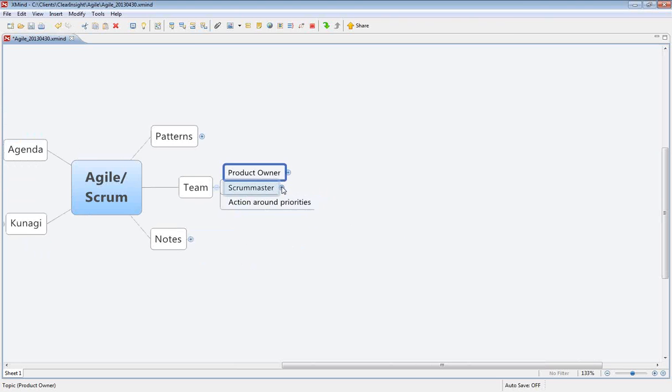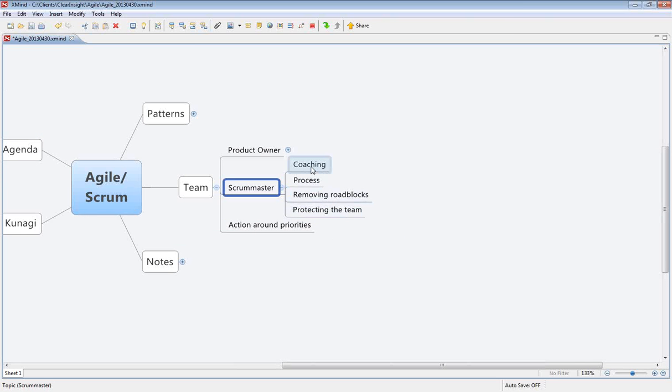Now, Scrum Master is a different role. They're just a coach. They help people understand the process, remove roadblocks, and protect the team. So coaching is definitely a big piece of it. Every time you work on a project, you will encounter people that have never heard of Scrum before, never heard of Agile, have no interest in it, or are too busy to even care about it. And it's the Scrum Master's role to engage them, help them understand it, so that the team can be successful.